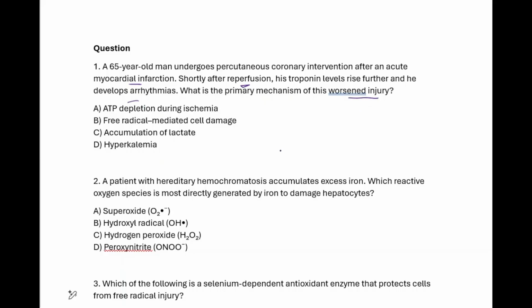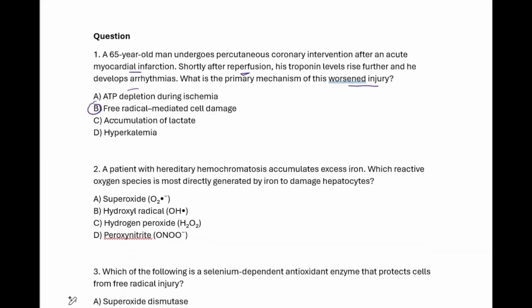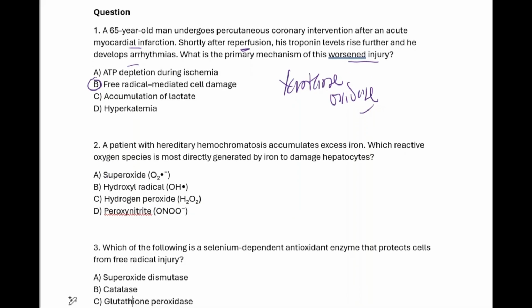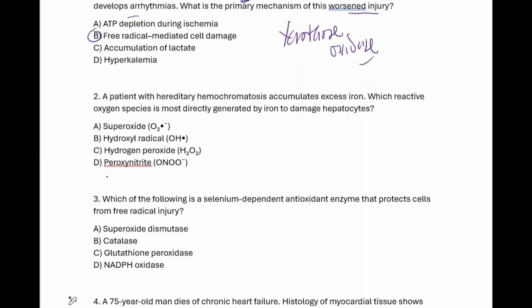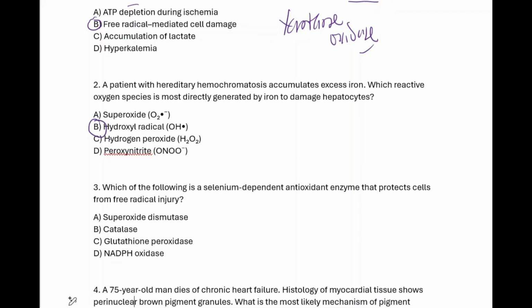So the answer here will be reperfusion injury, and this is free radical mediated cell injury. Remember we said that xanthine oxidase will convert oxygen to superoxide free radicals. Next one: a patient with hereditary hemochromatosis accumulates excess iron. Which reactive oxygen species is most directly generated by iron to damage the hepatocyte? This is the most destructive free radical, which is the hydroxyl free radical.